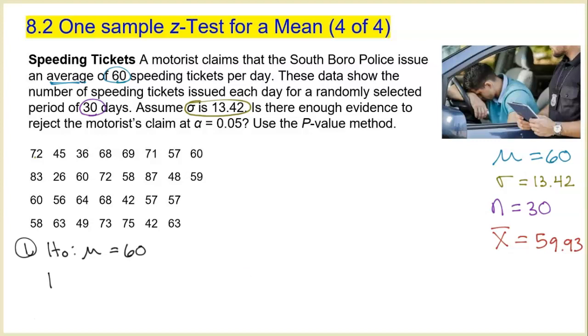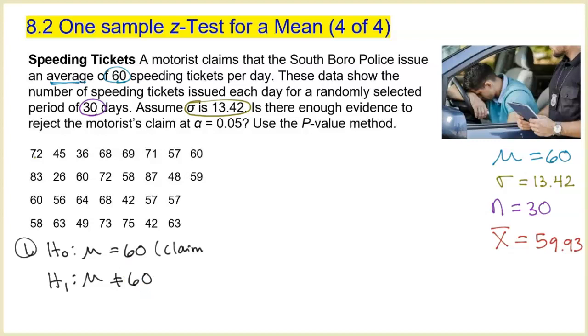So we look at the mean number of speeding tickets being 60 versus the mean number of speeding tickets being not equal to 60. Now the problem doesn't mention anything about the number of tickets increasing or decreasing, so we go with not equal to because of that. We can't find a definitive word that tells us, do we think that the true average is less than 60, or do we think that the true average is greater than 60?